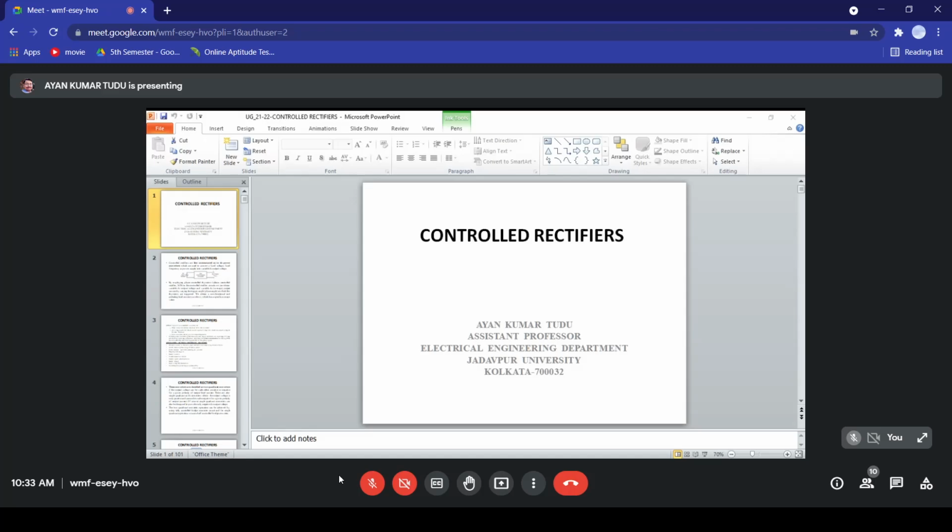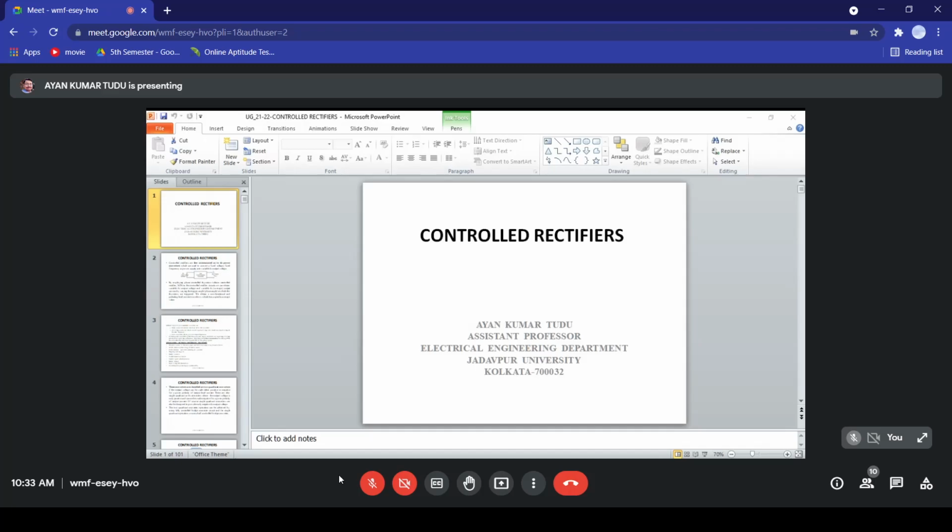So let's start our class. In our last class, we finished up to our three-phase diode rectifiers. So we have finished our uncontrolled portions. Diode rectifiers means we had talked about uncontrolled rectifiers. From this class, we'll be talking about our controlled rectifiers.